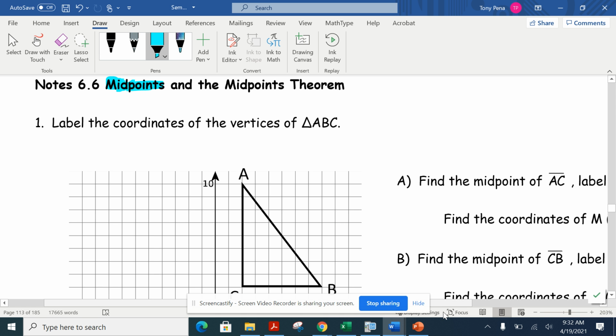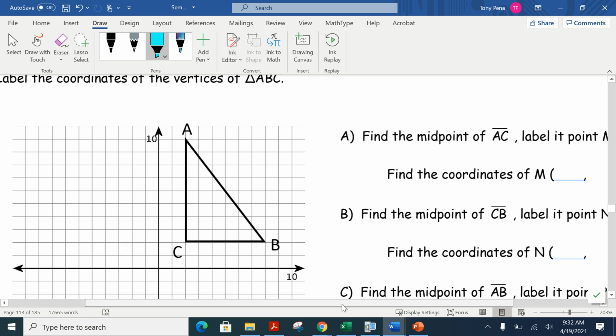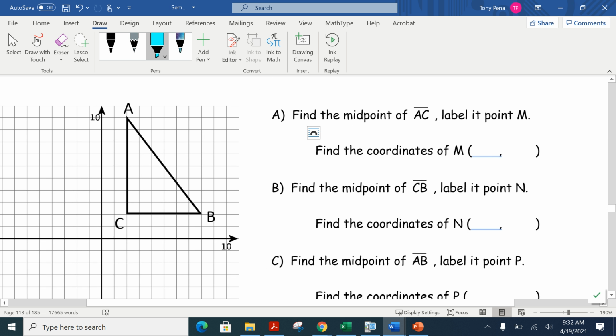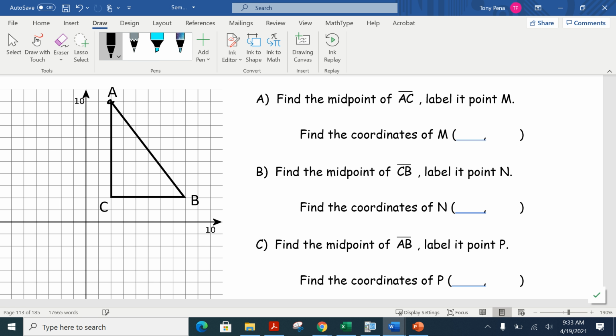So if you look down here at number one, there's a theorem that's going to go with that in triangles as well. But it says label the coordinates of the vertices of triangle A, B, C. So what that simply means is go to those three corners of that triangle, and we're just going to label those points. So this point right here would have an x coordinate of 2.